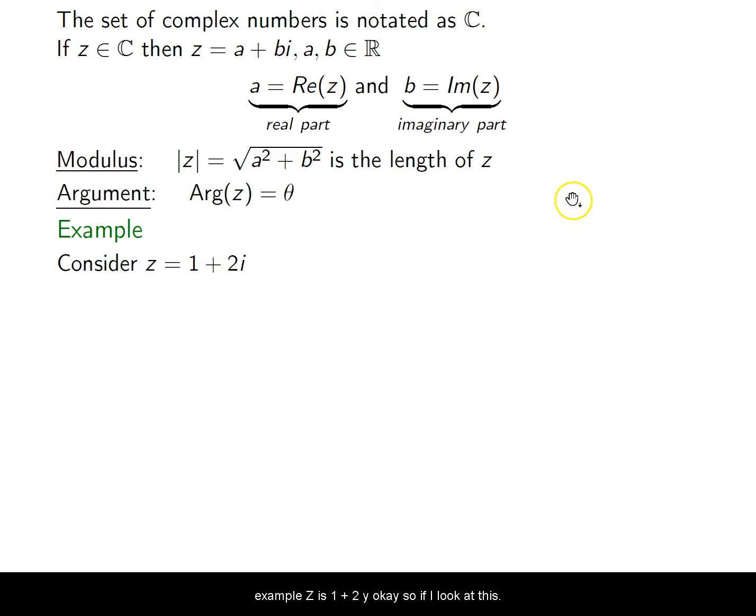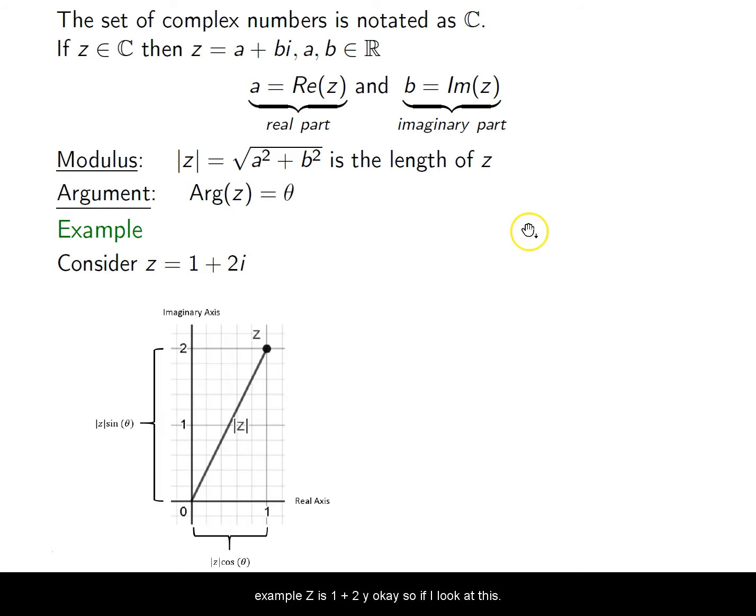Z is 1 plus 2i. Okay, so if I look at this in the complex number system, okay, the real axis is my x-axis. So A is like the x value. B, okay, is the imaginary axis. So 1 plus 2i means I go over 1 and up 2. If you notice, I have a triangle here. Okay, this is a triangle.